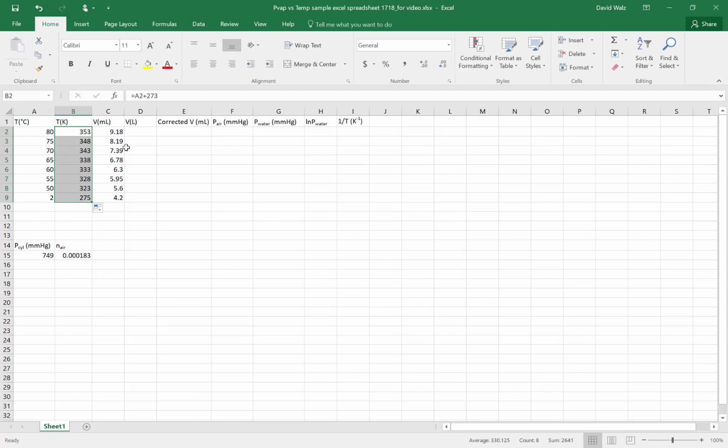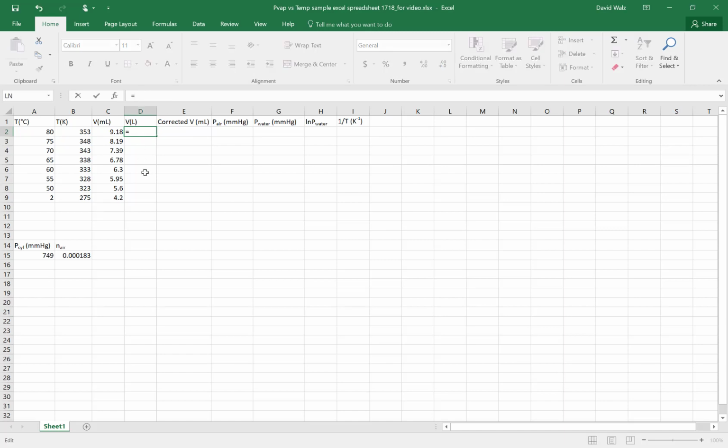Now, also for the ideal gas law, we want our volumes to be in liters, and we were measuring milliliters in the lab. So don't copy any of this data. These are just fake values that I came up with. What I want to do is divide each of these by 1,000. So I'm going to type in equals.